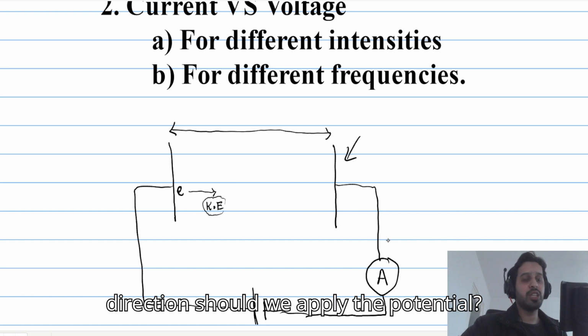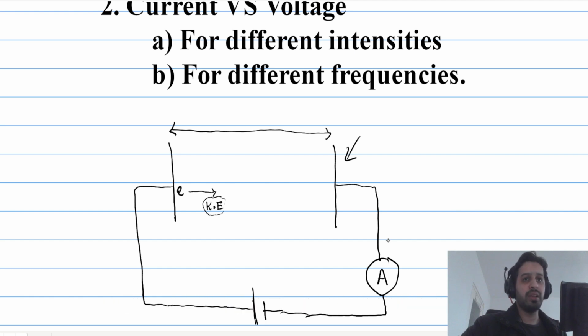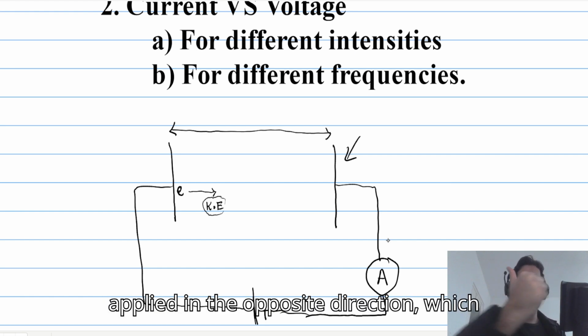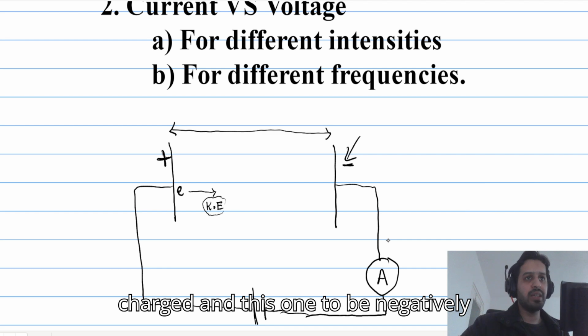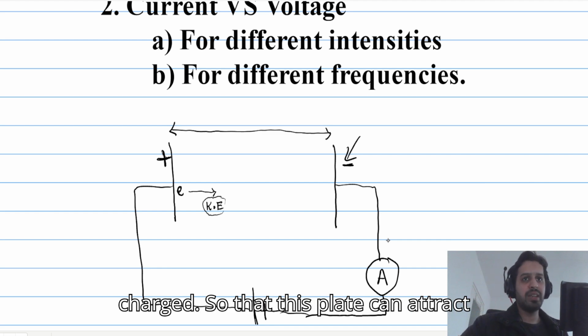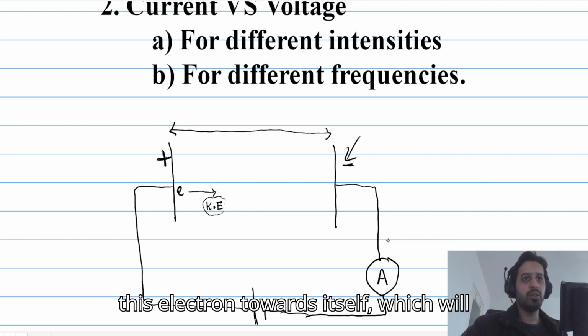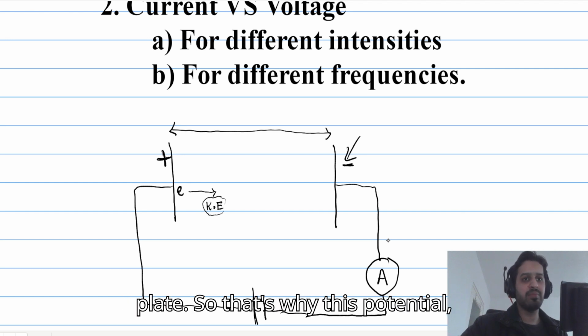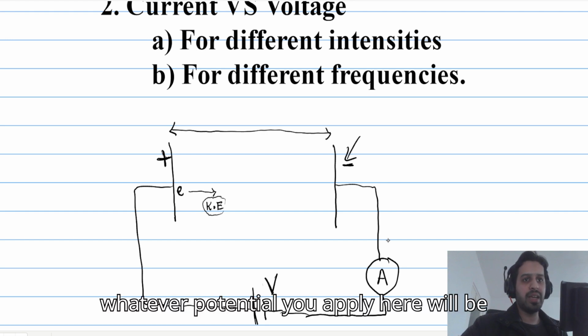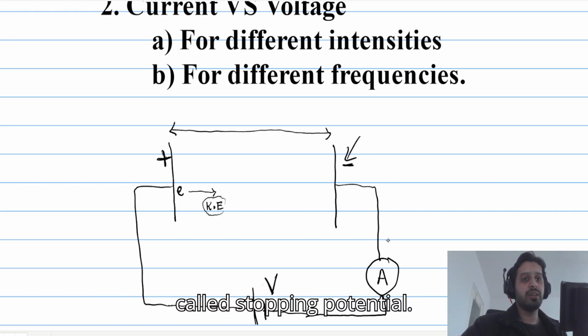Now, in which direction should we apply the potential? And the answer is the potential should be applied in the opposite direction, which means we want this plate to be positively charged and this one to be negatively charged, so that this plate can attract this electron towards itself, which will stop this electron from reaching this plate. So that's why this potential, whatever potential you apply here, will be called stopping potential.